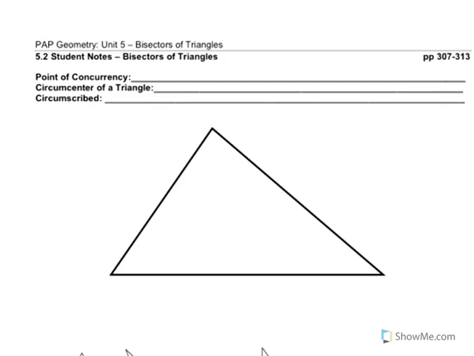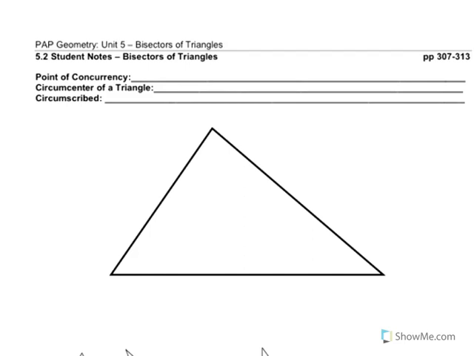Hi everyone, this is notes for 5.2 bisectors of triangles. And there's a lot of drawing that has to be done with this lesson, and of course I'm on the iPad, so you're going to have to just bear with me when I try and draw things without the use of a compass. But we'll do our best, okay?